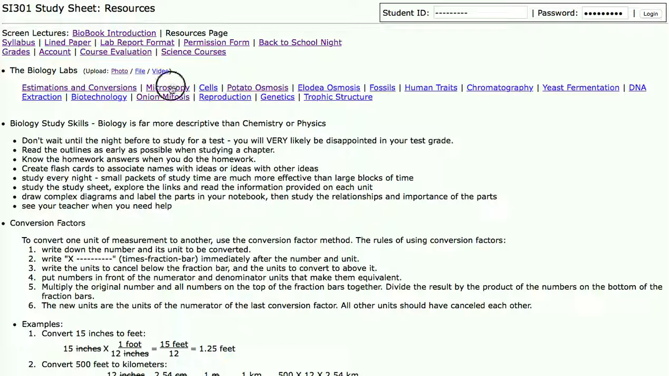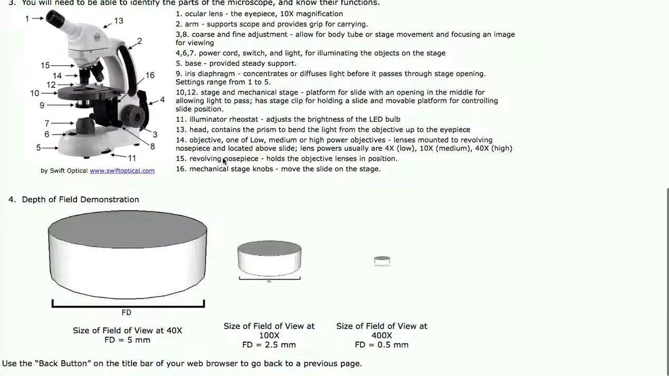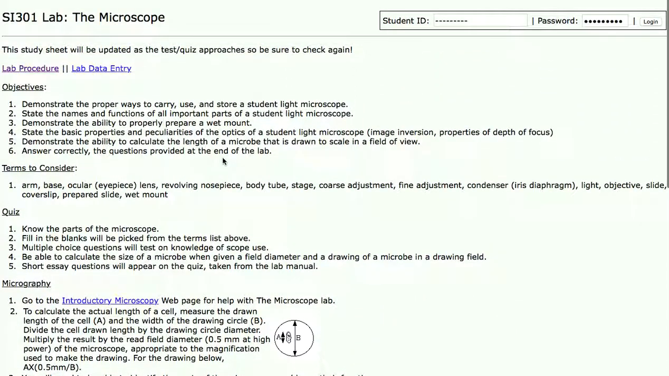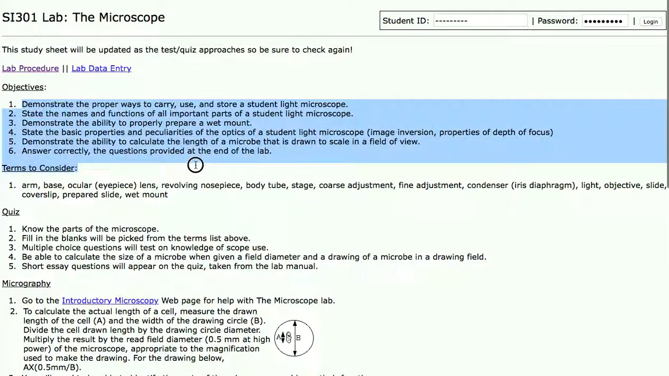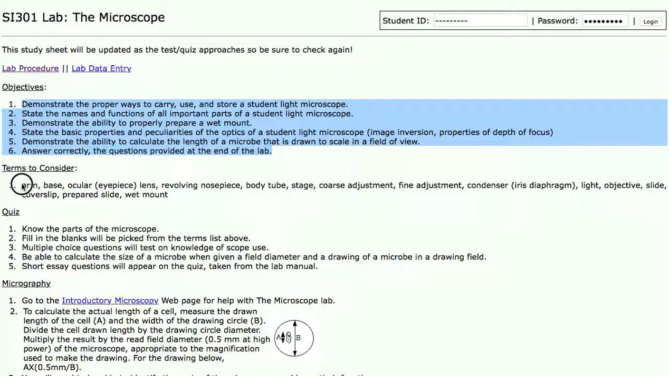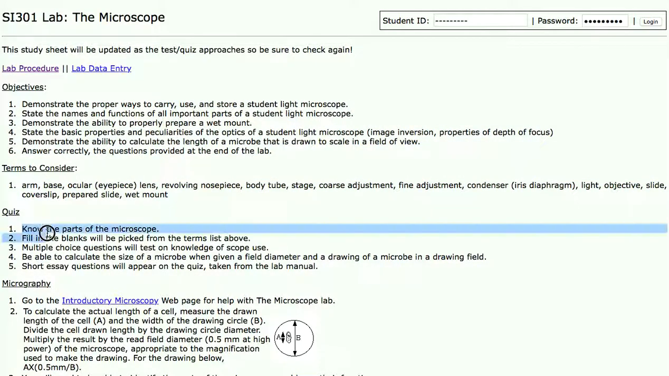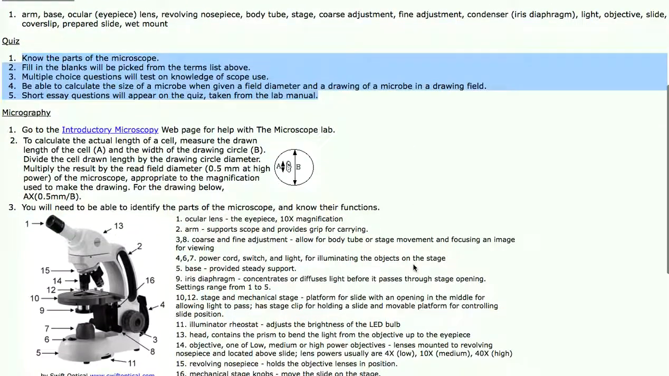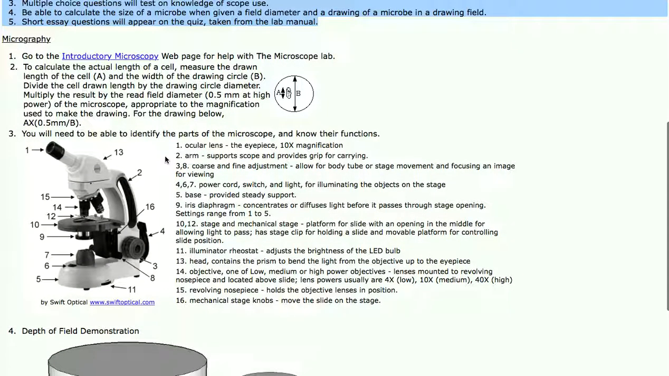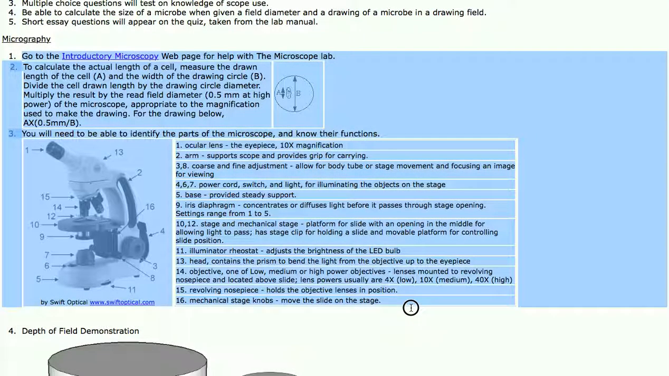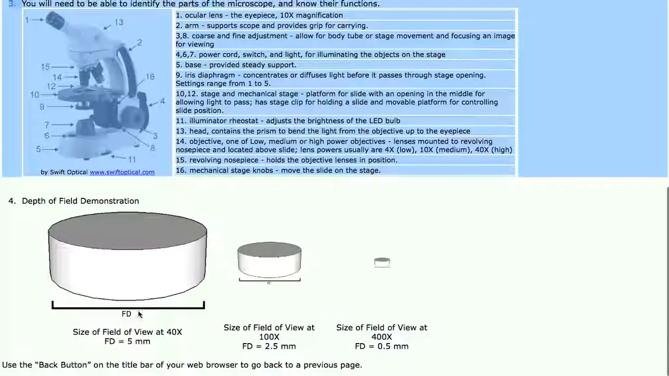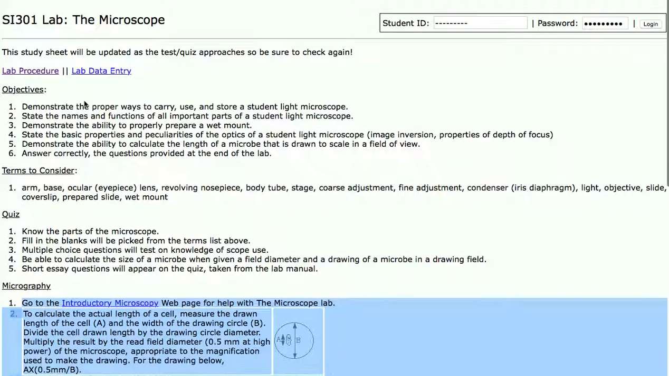So if I clicked on microscopy here, this is the microscopy lab page. Our basic objectives for the microscopy lab are listed here. Basic terms that are significant with microscopy are here. A potential quiz that I might give on the microscopy lab is listed there. And then there are objectives associated with what you need to know for a quiz when it comes to microscopy, and then a demonstration on what depth of field means.